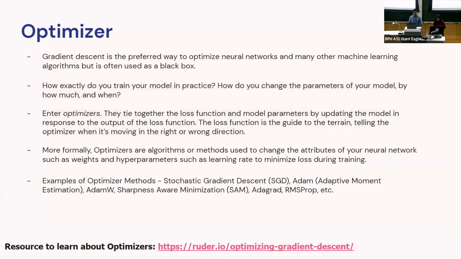Moving on to what an optimizer is. As we might know already, gradient descent is the preferred way to optimize neural networks, update weights, and learn parameters of a model. But how exactly do you train your model in practice, right? How do you change the parameters of your model, by how much, and when? So that's where optimizers come into the picture. They tie together the loss function and the model parameters, the weights.